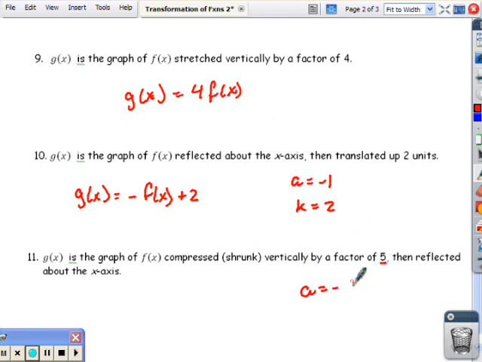The opposite of multiplication is division. So I'm just going to multiply by 1/5. Think of it as dividing by 5. So I'm going to multiply by negative, because I'm reflecting about the x-axis. And then I'm dividing by 5, or multiplying by 1/5. So we have g of x equals negative 1/5 f of x.